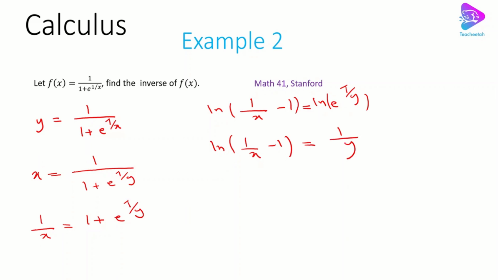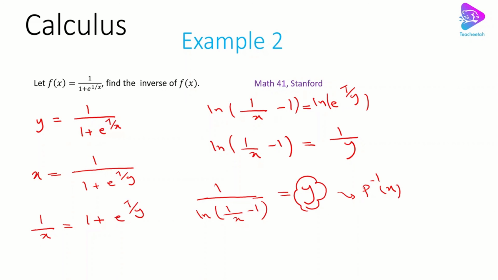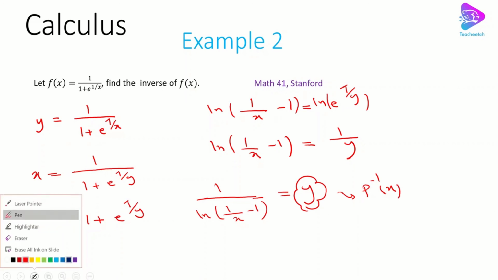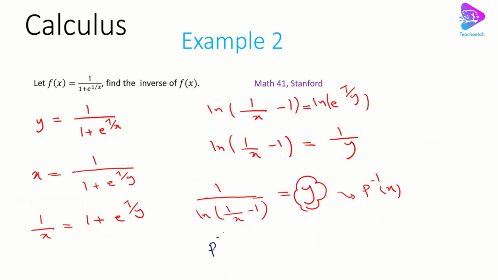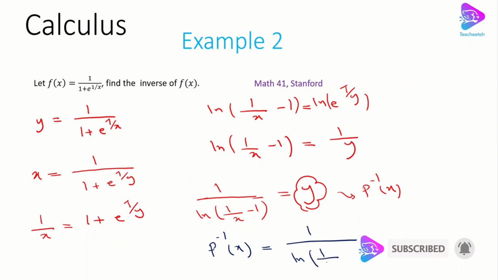And the aim is to find y, therefore y equals 1 over the natural log of 1 over x minus 1, and basically this y is the inverse of the function. The final answer in here is f inverse of x equals 1 over the natural log of 1 over x minus 1.